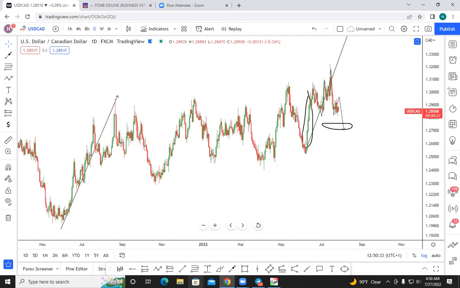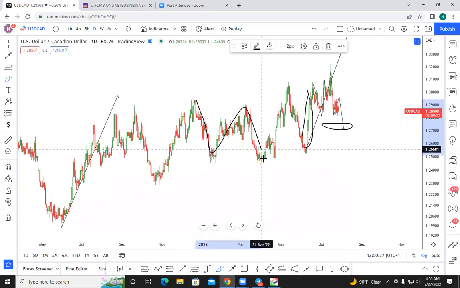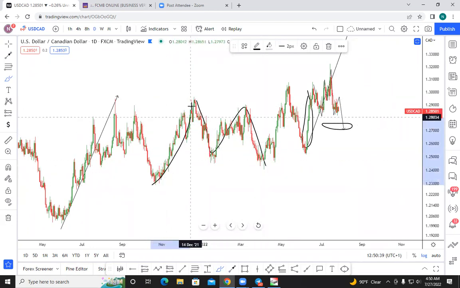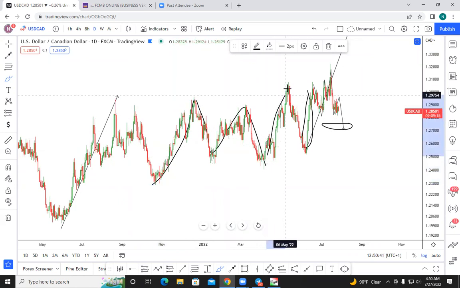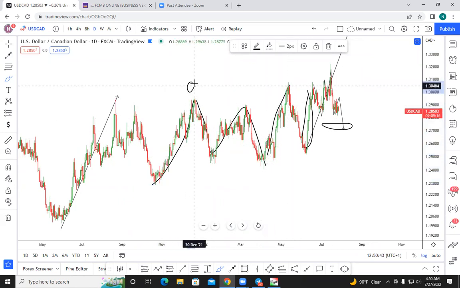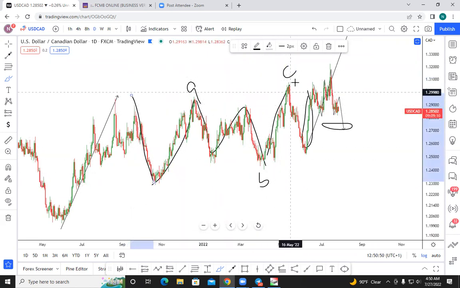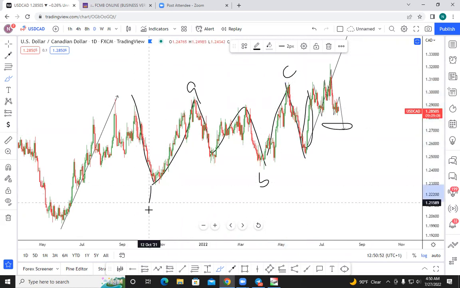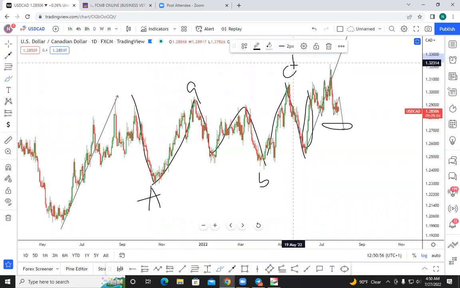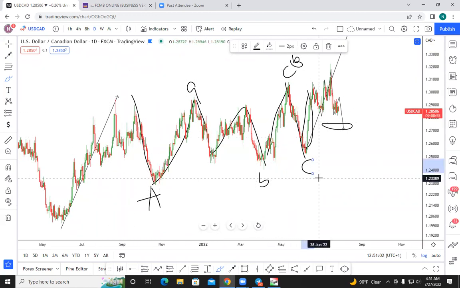Because, of course, you see this corrective structure in the middle. This one is A, this one is C. A, a three-wave structure, B, and C. Then you see this one, move down, move down. So this is big A. Then this is A, B, and C. You have big B here. And then you have C here. This has become an A, B, C corrective structure.